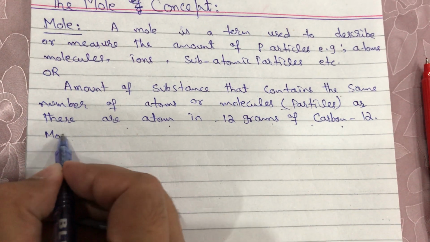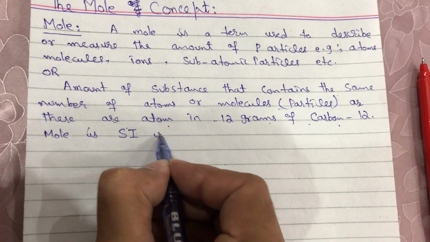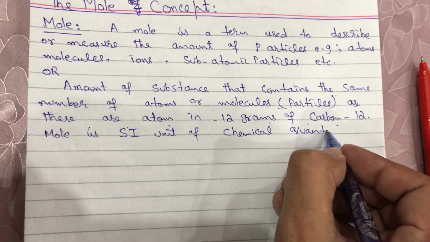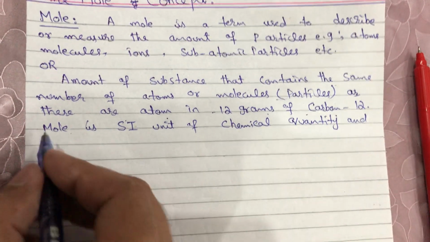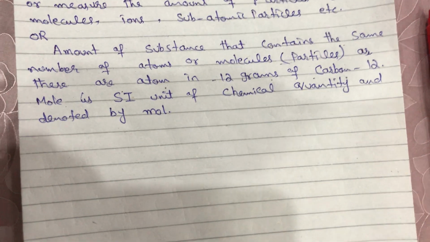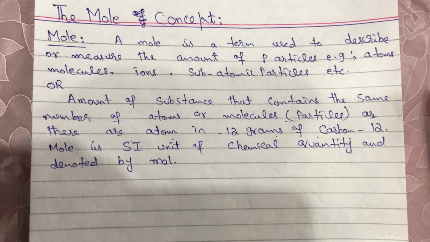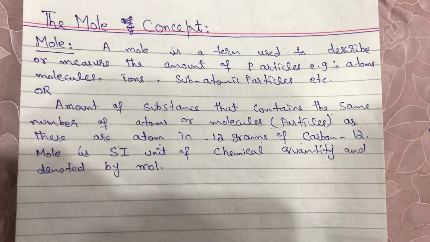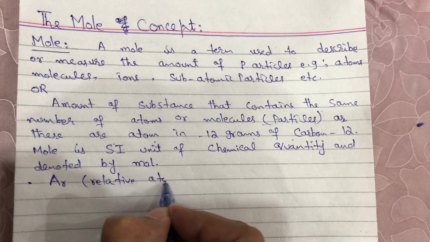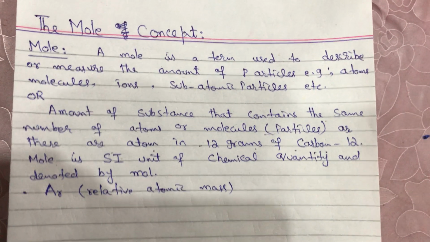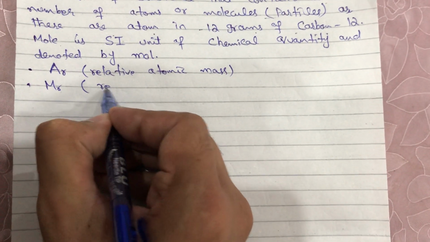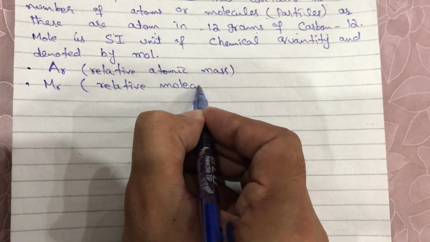So mole is the SI unit of chemical quantity. It is a unit of chemical quantity, an SI unit, and it is denoted by mol. Previously, you had already calculated the relative atomic mass, which is the average mass of the isotopes of an element, and also the relative molecular mass.